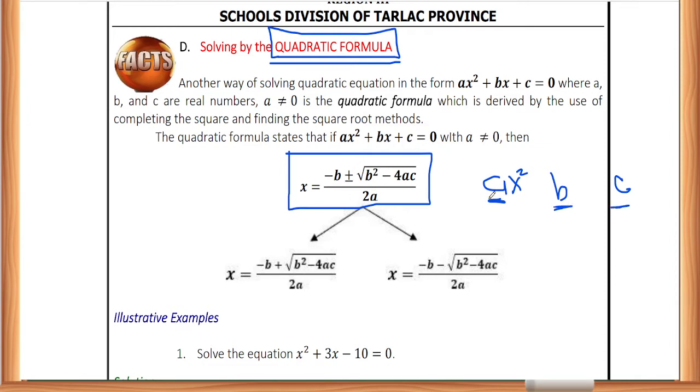Ganon din dito. Once na master na ninyo in getting the A, the B, and the C, kasi hindi lahat ng quadratic equation is in the standard form, pagka nahasa na kayo in getting the A, B, C, then you can use this quadratic formula. But first, syempre, para makuha nyo yung A, B, and C, you must convert it into the standard form of quadratic equation, which is ax squared plus bx plus c is equal to 0. Always equate it to 0. Kailangan 0 palagi yung nasa right side of the equation. Yung left side of the equation, yun yung trinomial.